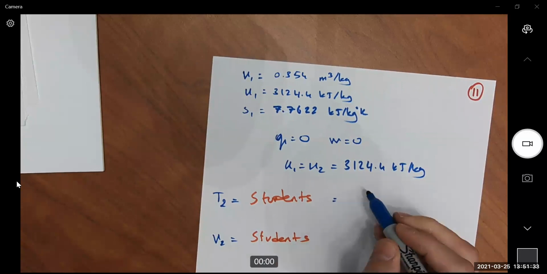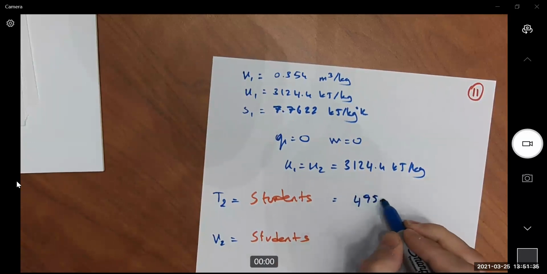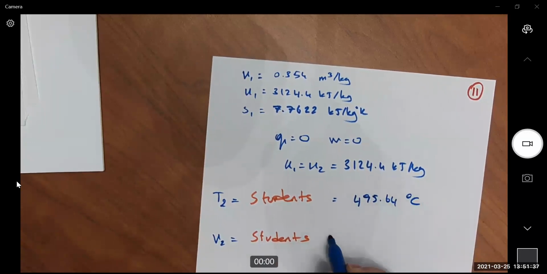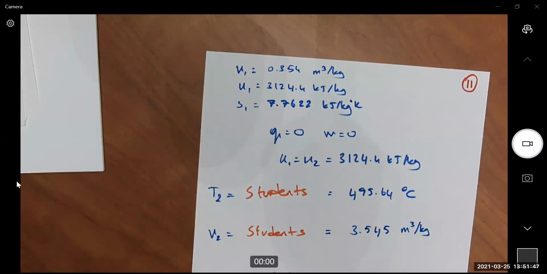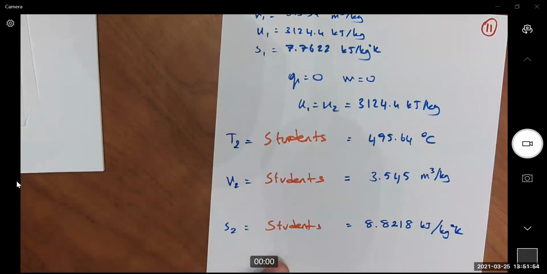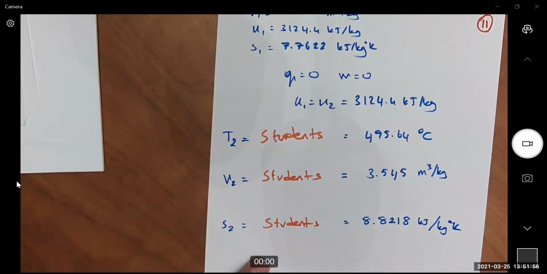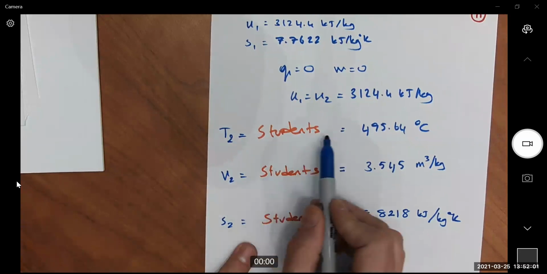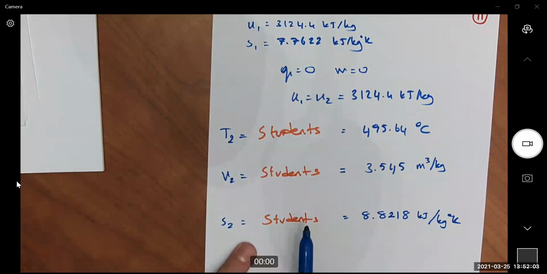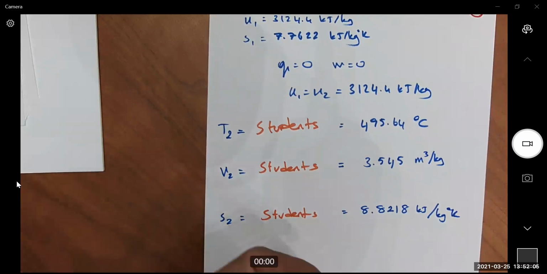Temperature 495.64 Celsius. In turn, specific volume 3.545 meters cubed per kilogram, and entropy 8.8218 kilojoules per kilogram Kelvin. All you need to do is interpolation. I think that will be a good practice.